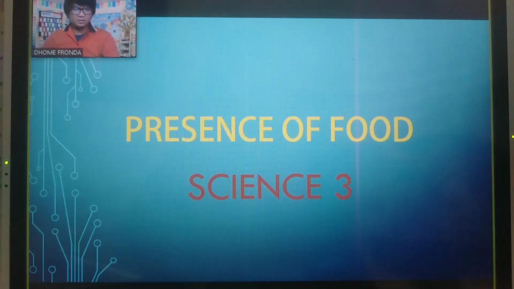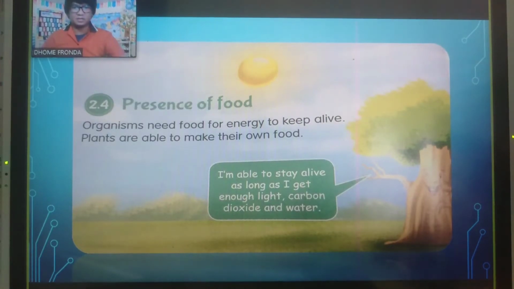Okay, now let's go here for the first picture and we will see here presence of food. So everybody read this one. Organisms need food for energy to keep alive. Plants are able to make their own foods, just like this tree. The tree said, I'm able to stay alive as long as I get enough light, carbon dioxide, and water.